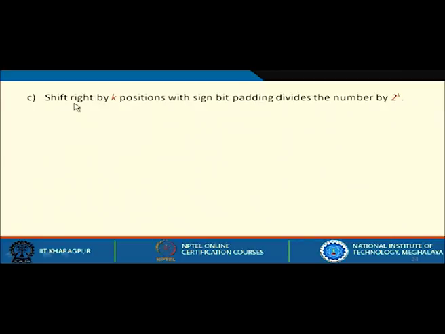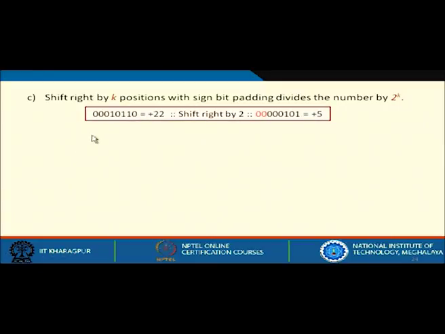Now, we will also see shift right by k positions with sign bit padding. What will happen? It divides the number by 2 to the power k. Let us take an example where we shift right by k positions. Here you have the number plus 22. Once we divide by 2, we will get 11. Again we divide it by 2, we will get 5.